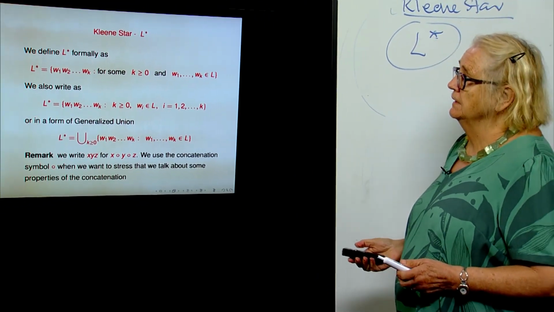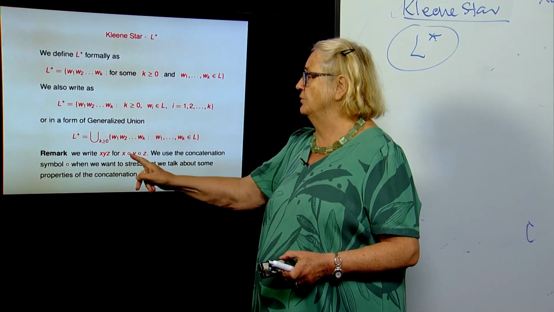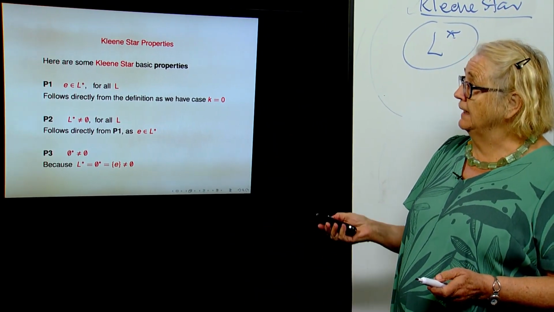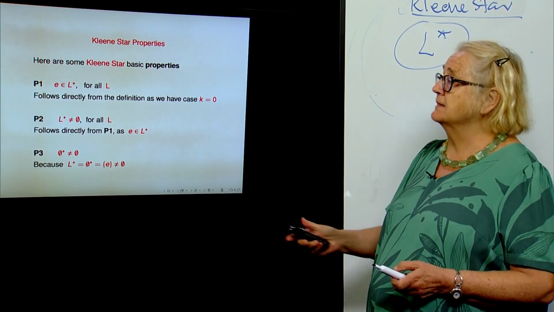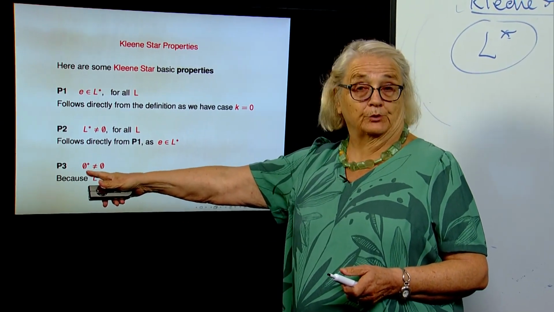And of course, it's the same, we write concatenation of words without the concatenation symbol. And you have different properties. E is in L star for all L. L star is non-empty for all L. That is an important property.